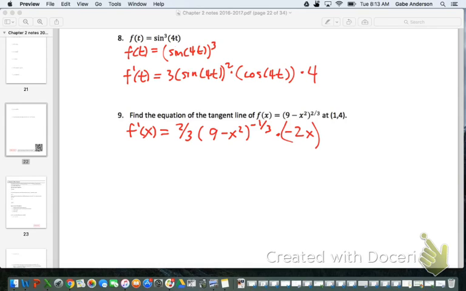We don't care about any point, though. Which point do we care about? 1, 4. So x equals 1. So how do we then take this and turn it into the slope at 1? Plug in a 1. Okay, so let's do that real quick.